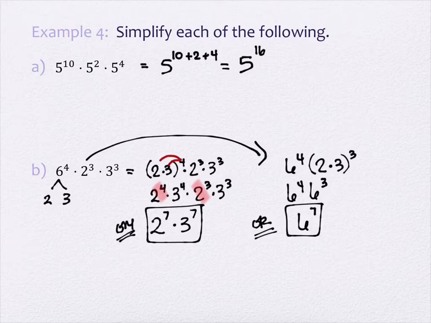Rylan? Is the 2 to the 7th times 3 to the 7th simplified then? Yes, it's in simplified form, because it depends on what you mean by simplified. Does simplified mean broken down all the way or condensed all the way? It just depends. And so either one would be considered acceptable for what we're working with. Okay, any other questions on that?